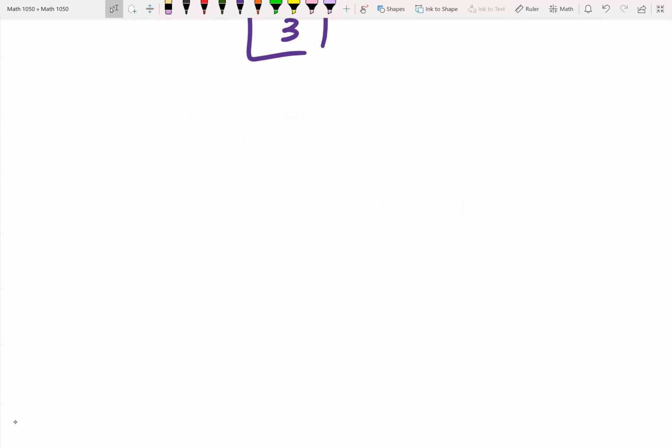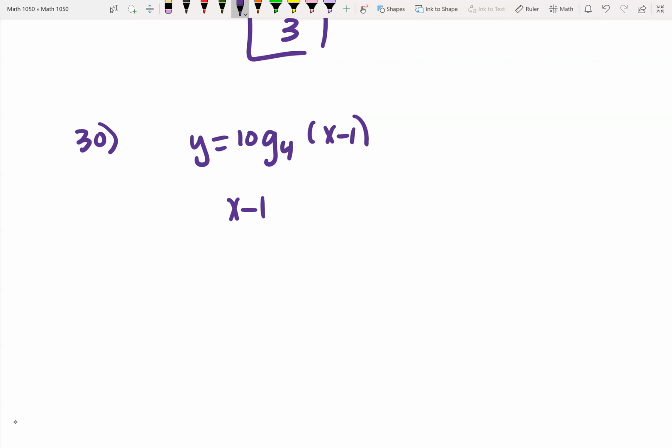Okay, number 30. Find the domain. So you guys, on this problem, you can find the domain just algebraically. You know you can't take the log of a negative, nor can you take the log of 0. So x minus 1 has to be greater than 0, which means x has to be greater than 1, in any form, and you're fine.